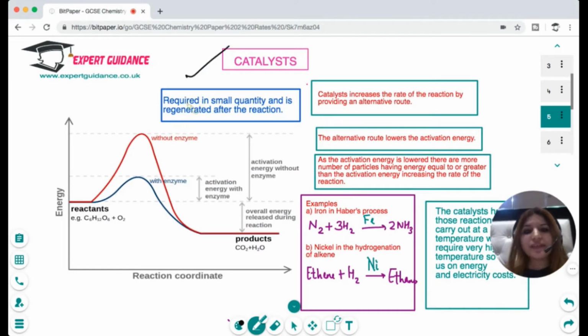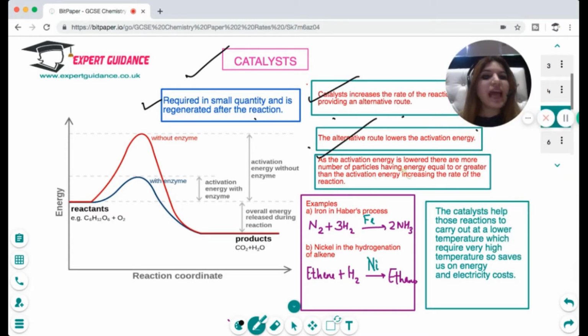Now, the properties of the catalyst: it is required in small quantities and regenerated after the reaction. They increase the rate of reaction by providing an alternative route. An alternative route lowers the activation energy. As the activation energy is lower, there are more particles having energy equal to or greater than the activation energy, increasing the rate of reaction. Example, iron in the Haber process, nitrogen and hydrogen form ammonia. There we use iron as a catalyst. And nickel is used in the hydrogenation of alkene. Ethene plus hydrogen in the presence of nickel catalyst forms ethane.